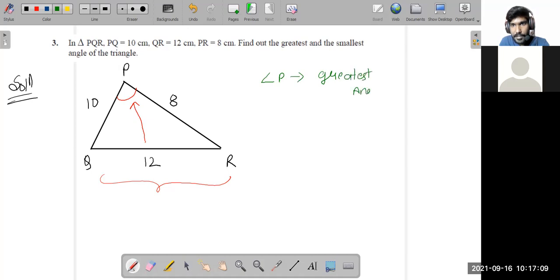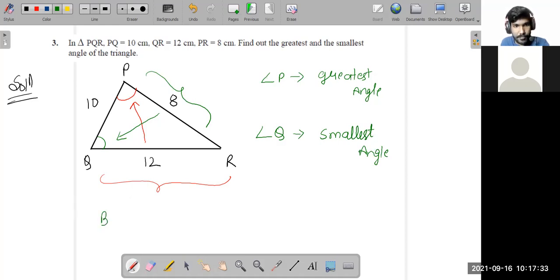Greatest angle. And the smallest side is PR. And the angle which is opposite to PR is angle Q. You can say angle Q will be the smallest angle. Okay, angle Q will be the smallest angle. Here you can give the reason by theorem.